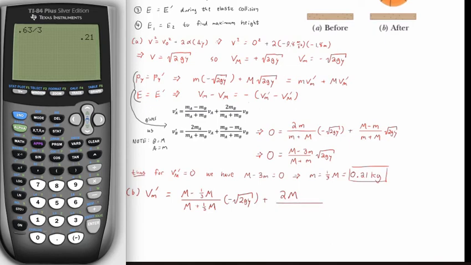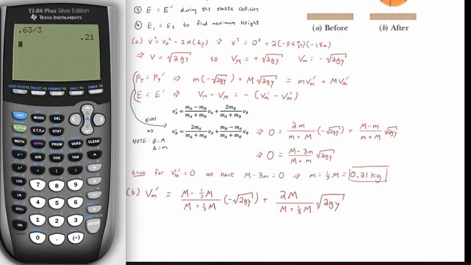And then all divided by just the sum, big M plus 1/3 big M. All right, and then multiplied by the positive square root of 2gy.